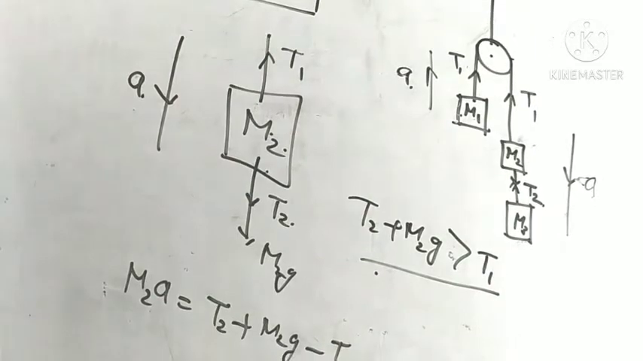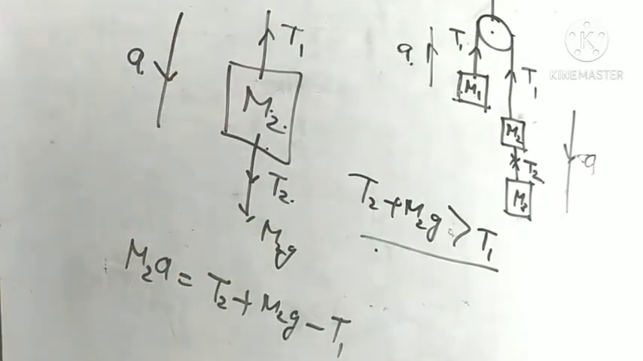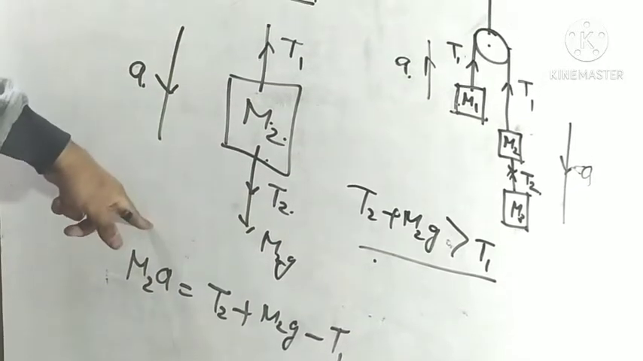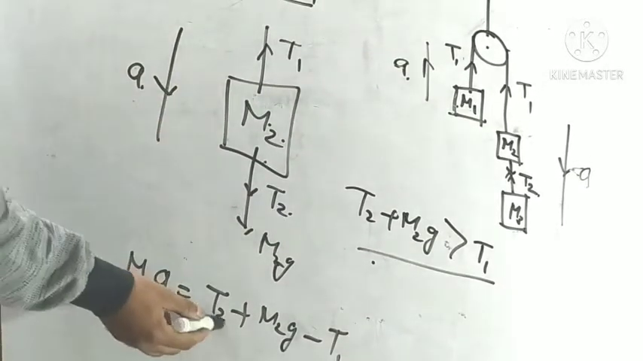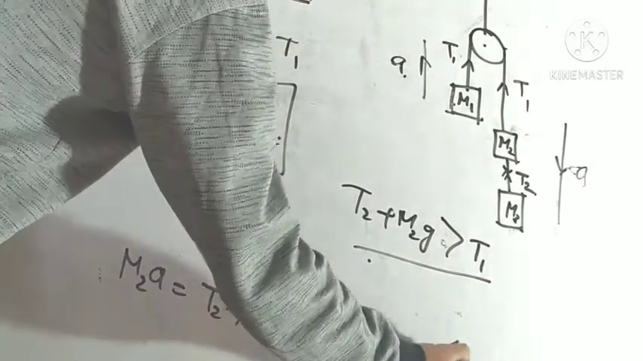I mean, the sum of both forces must be greater than the tension T in the string, then this body will move vertically downward. So the net force will be T2 plus M2G minus T1. We give it equation number 2.